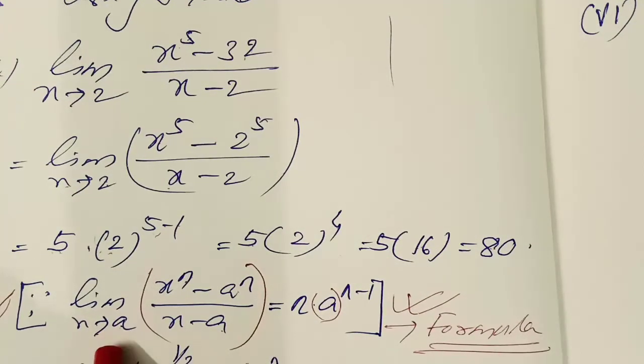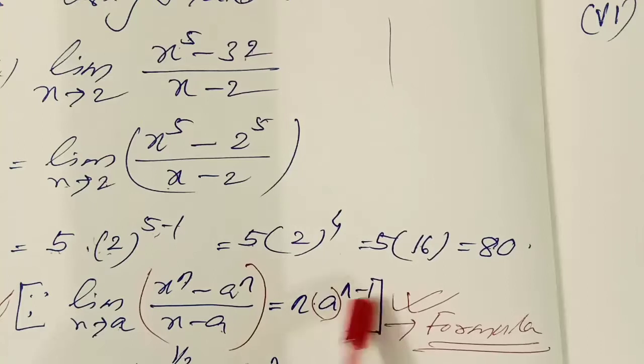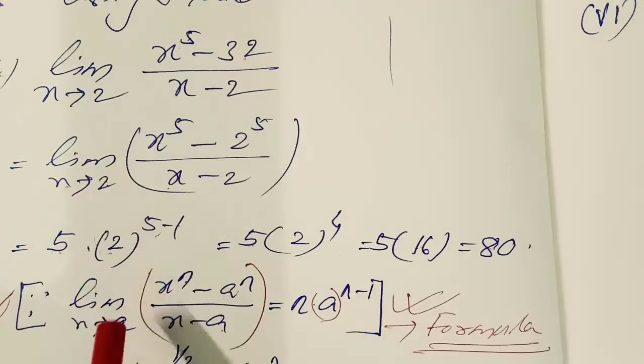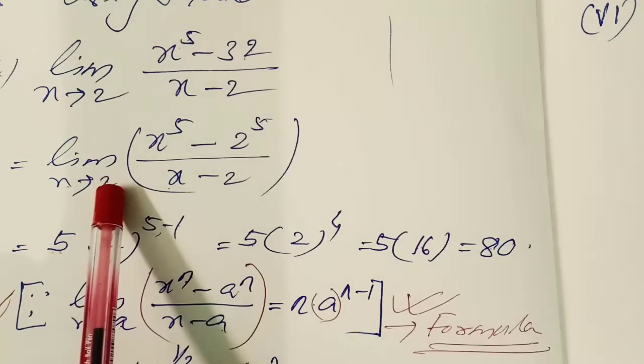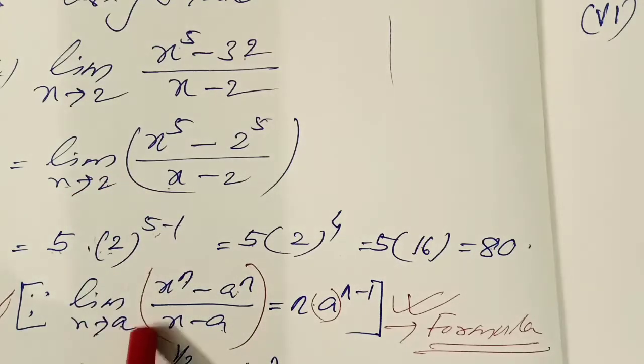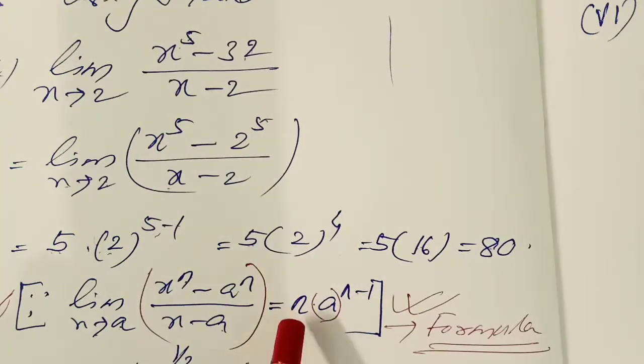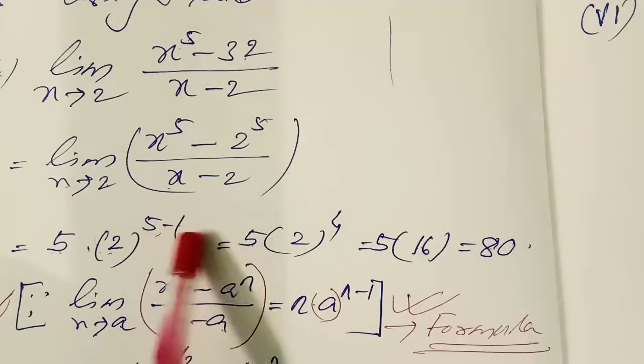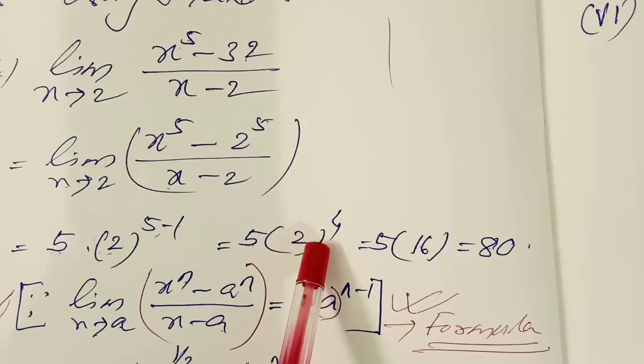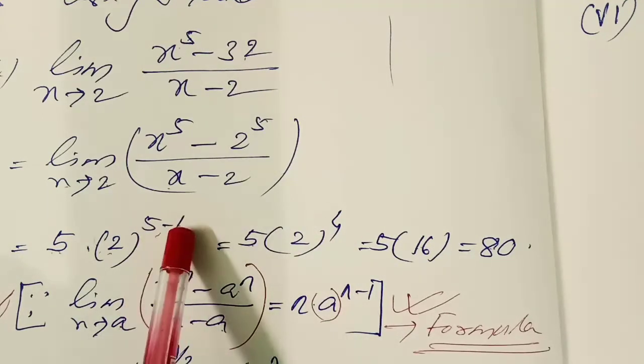See, I am writing the formula here. Limit x tends to a of (x to the power n minus a to the power n) by (x minus a). The formula is n into a to the power n minus 1. Here a means what? Just to compare, here a is equal to 2. x tends to 2, here x tends to a. And what is n? Here n is the power, and here n is 5. That means the formula is n into a to the power n minus 1: n means 5, a means 2, so 2 to the power 5 minus 1. 5 minus 1 is 4. 2 to the 4 is 16. This is the way of solving number 3 first part using the standard limit.